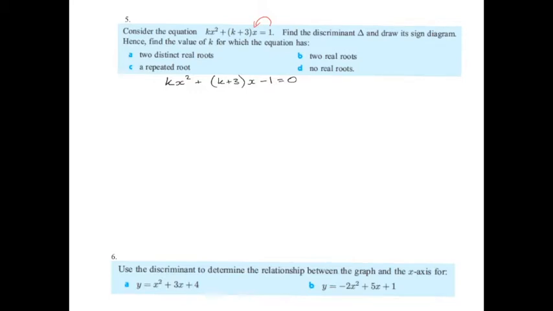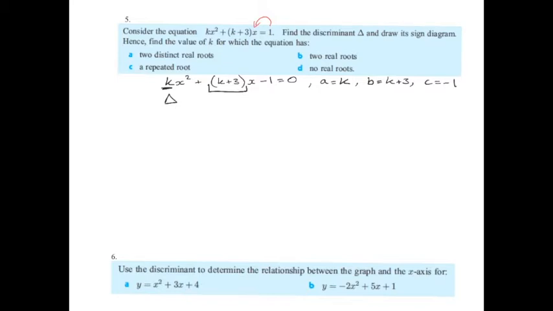Okay, so what is the discriminant? Well, first, let's make a note of what A, B, and C are. A is k. It's right here. B, now a lot of people got confused about this in the exam. B is all of the coefficient of x. K plus 3 is all multiplying by x. Therefore, k plus 3 is b. And now C is negative 1.